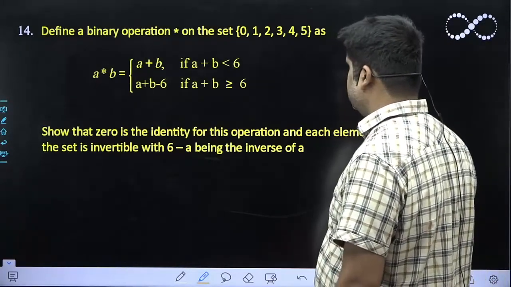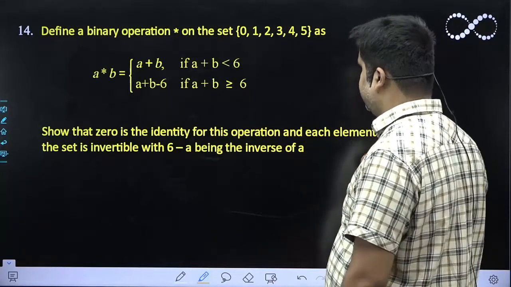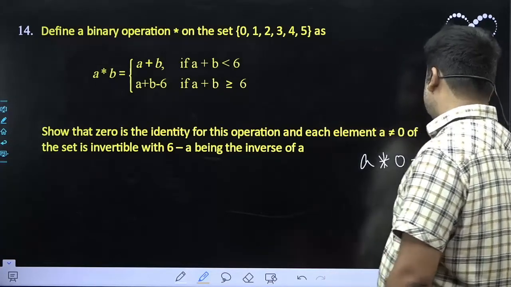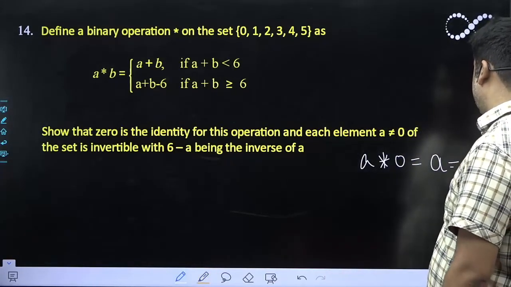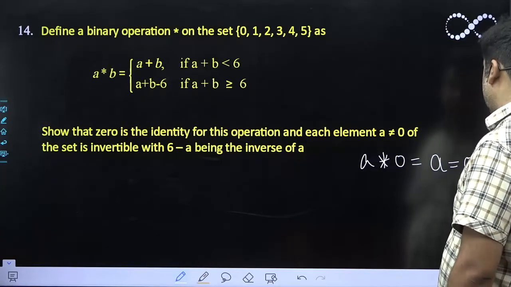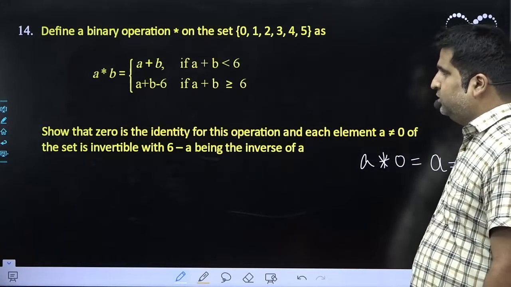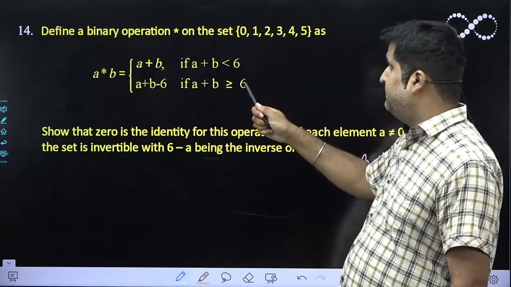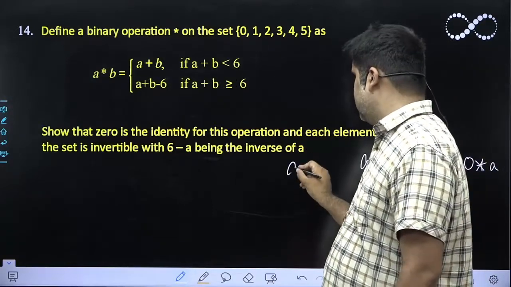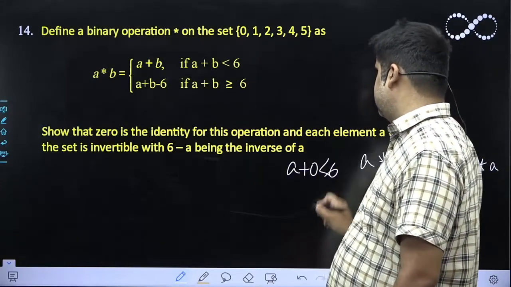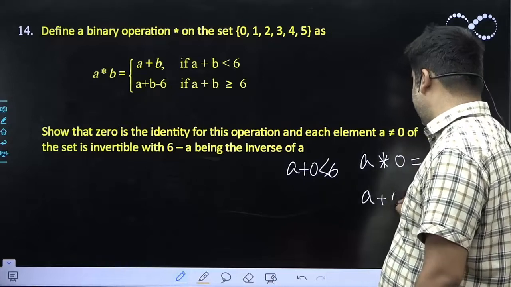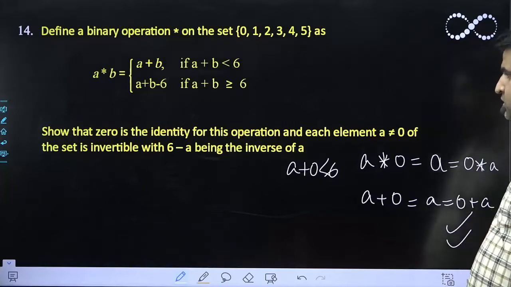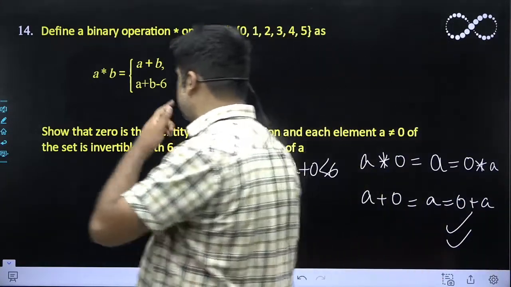So we have to show that 0 is the identity element here. What we have to show is that A star 0 is equal to A, which is equal to 0 star A. Now since A belongs to this set 0 to 5, A plus 0 will always be less than 6. So this simply becomes A plus 0 and this becomes 0 plus A, which is true. Therefore 0 is the identity element for this operation.